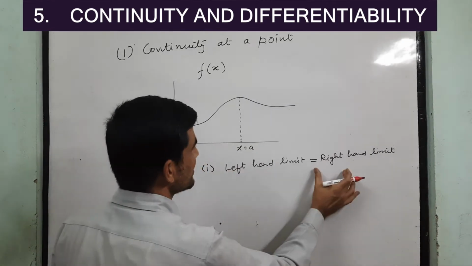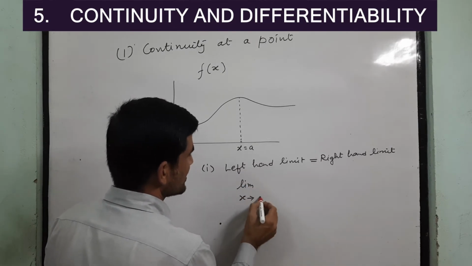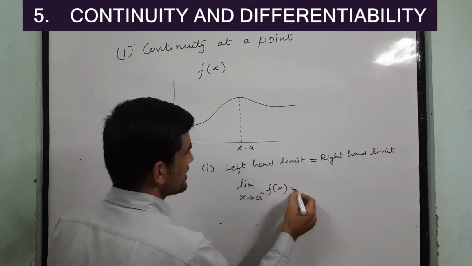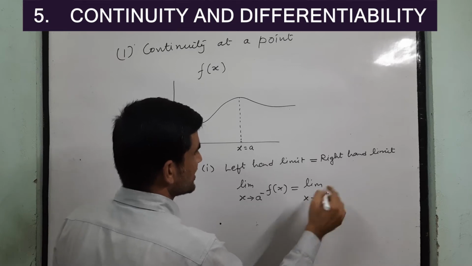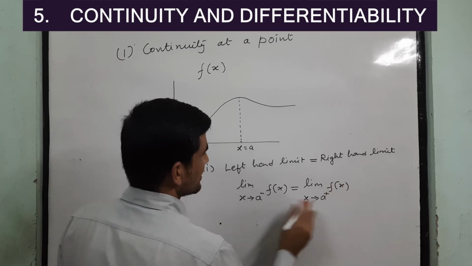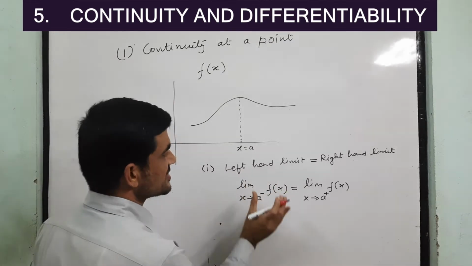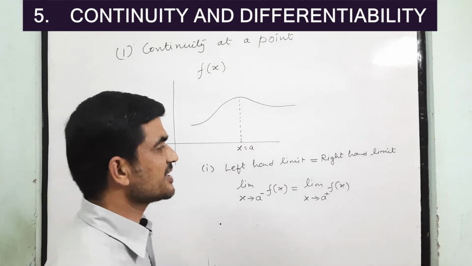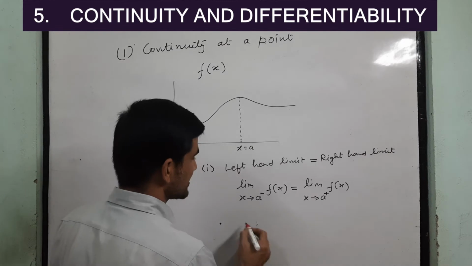So the left hand limit and right hand limit should be equal, meaning limit as x tends to a little lesser than a of f(x) must be equal to limit as x tends to a little higher than a. If this happens, it means the limit exists. This is the condition for the existence of the limit. So if the limit exists, then it may be continuous. There is a further condition also.